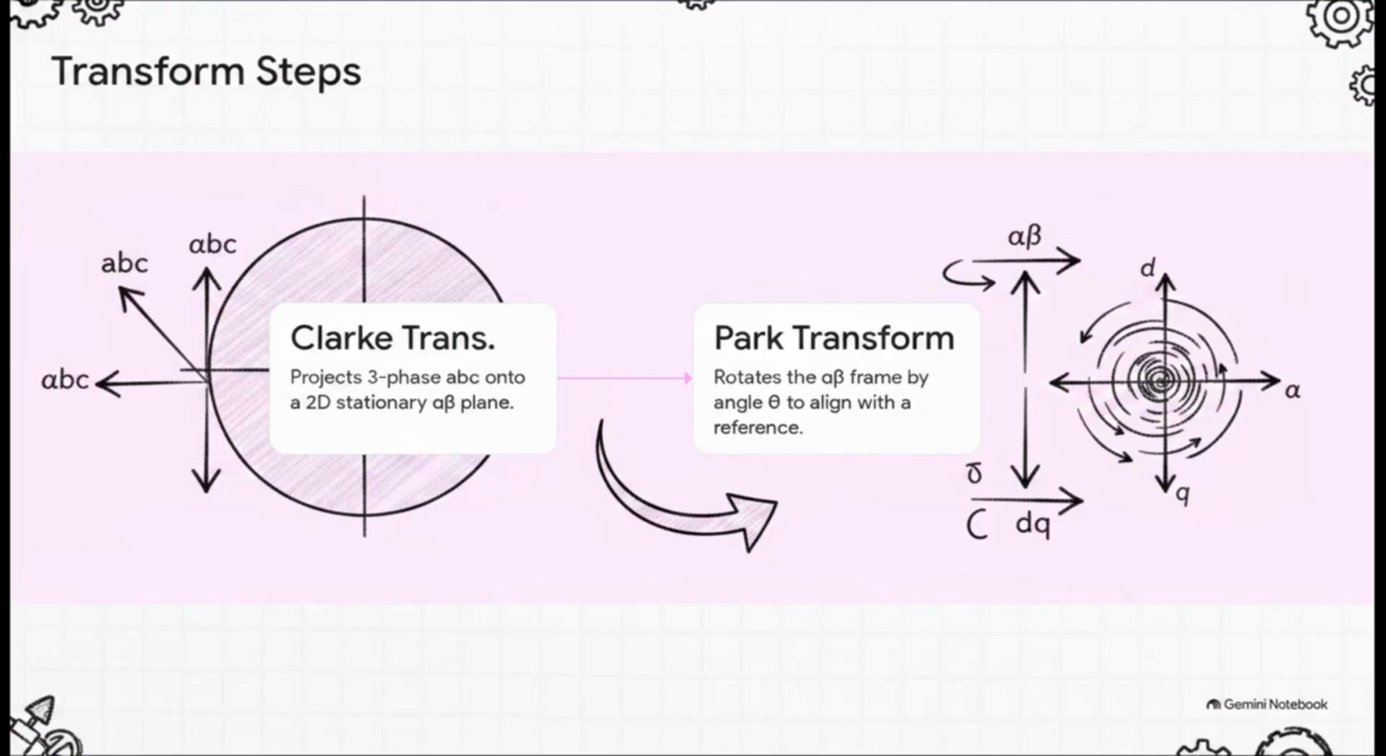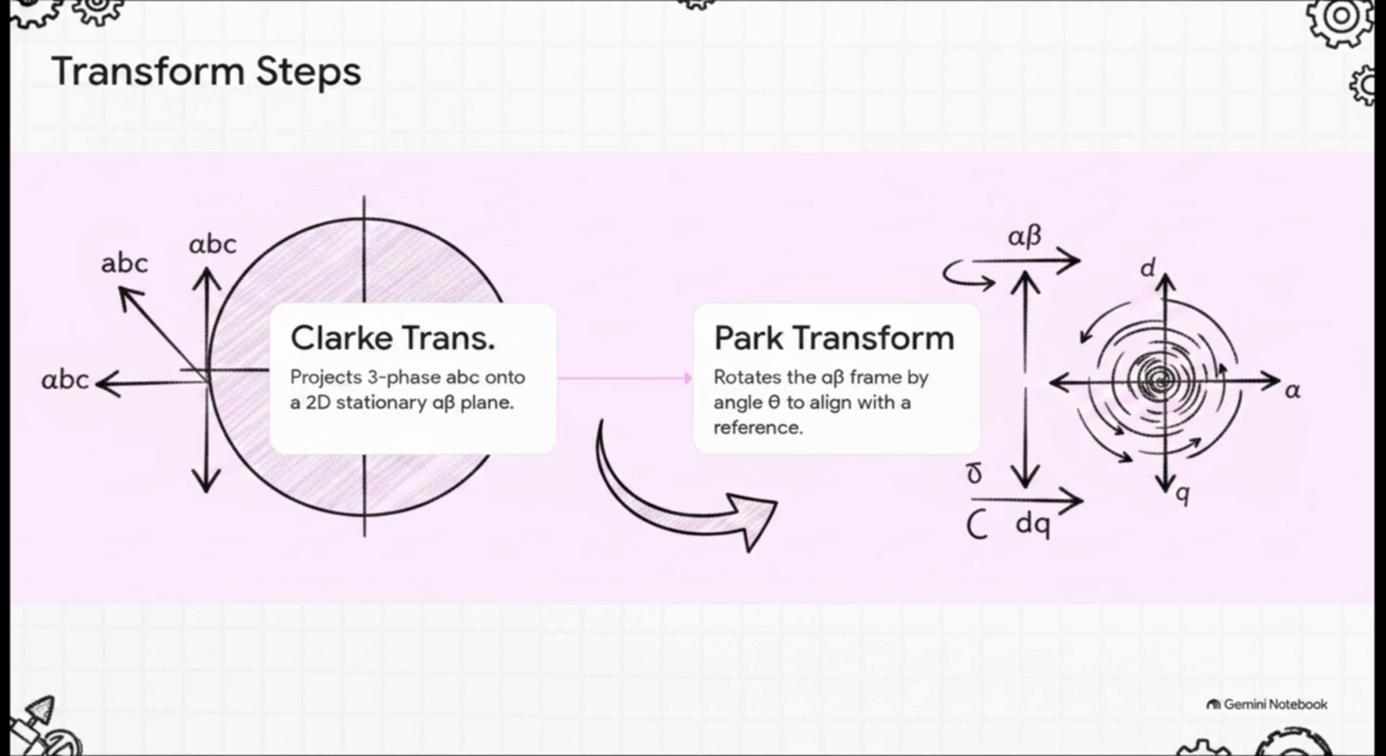Okay, let's get into the math and see how this actually builds. Now, moving away from just rote memorization of matrices, the absolutely crucial thing to grasp is the geometric logic of the Park and Clark transformations. These are two very specific physical moves. Step 1 is the Clark transformation. Think of this as literally flattening our three-phase ABC vectors right onto a two-dimensional stationary plane. We call that the alpha-beta plane.